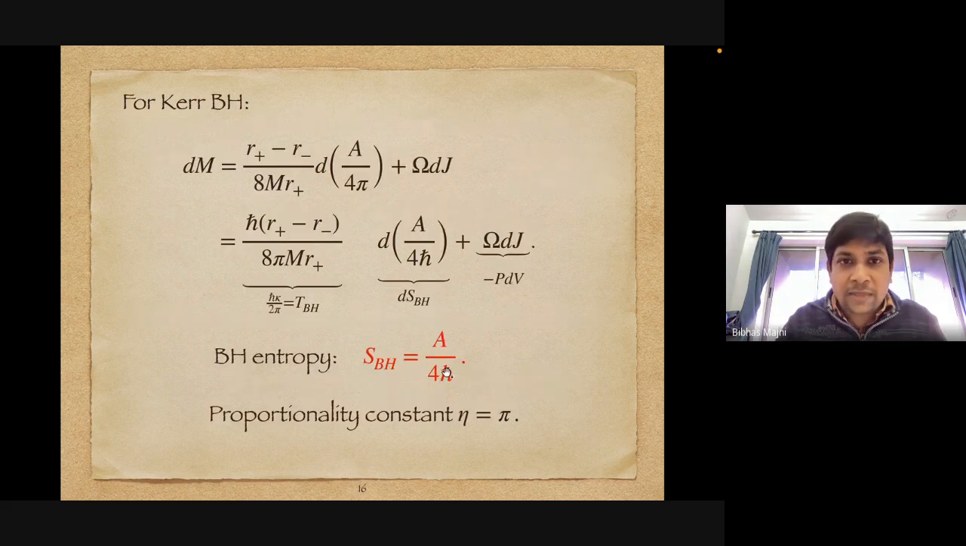Now, if you go back to that mathematical construction and identify the Hawking temperature as the temperature of the black hole, then immediately you can infer that the entropy of the black hole should be proportional to area. But now the proportionality constant is not half log 2, rather it is pi. So this is the Bekenstein-Hawking entropy. This is the story of how entropy came in the context of the black hole.